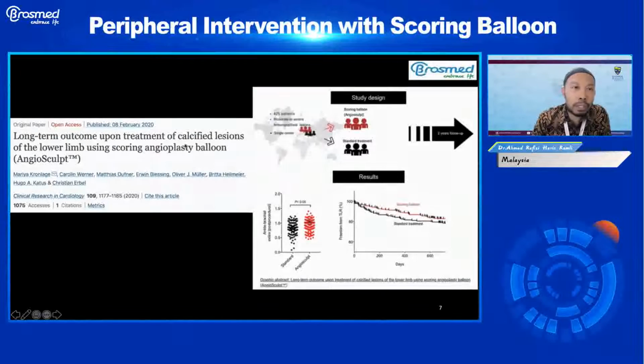And there's also another long-term result by this group. It's a different brand actually, but also a scoring balloon. They have about 400 cases as well where they randomized. After 2 years, as you can see here, the scoring balloon fares better in terms of freedom from TLR.